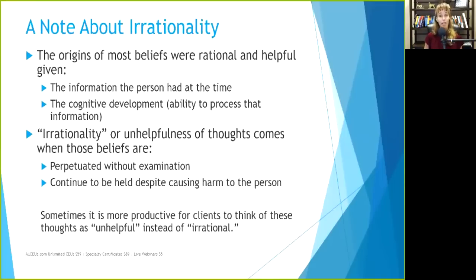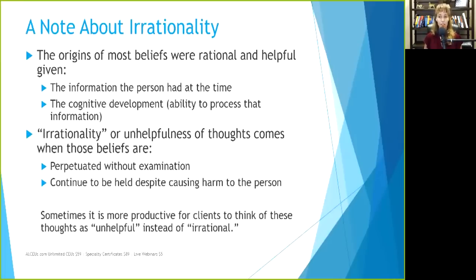And they can be irrational if they continue to be held despite causing harm to the person. So if the person continues to hold this belief, even though it is causing them generally emotional cognitive harm, it's making them miserable, we need to look at what's motivating them to hold on to that belief. Why is that belief so important? And how can we make it so they can live a happy, values-driven life? Emphasis on the happy. How can we make it less harmful?